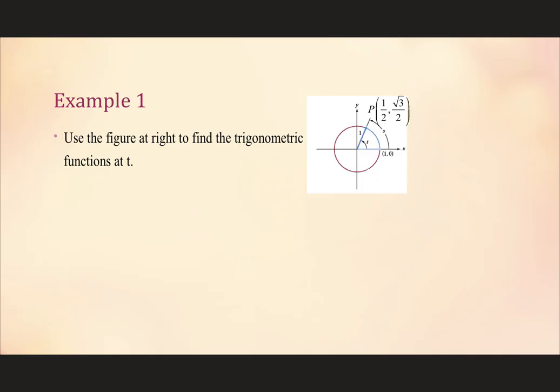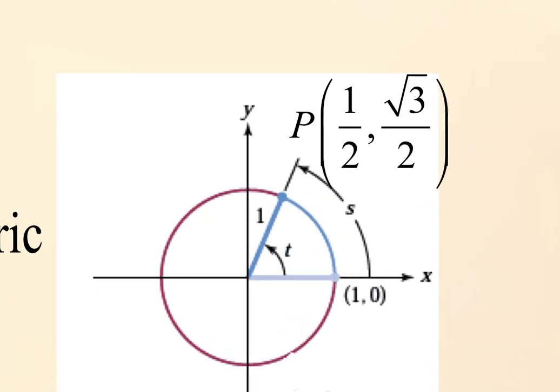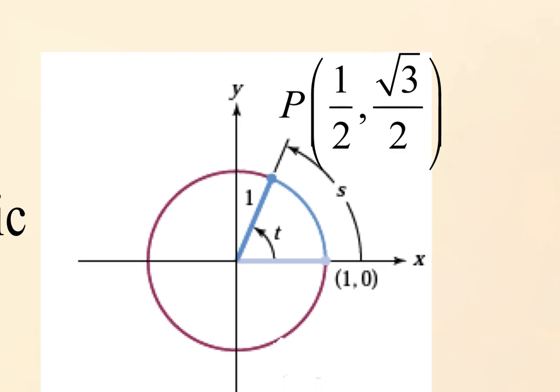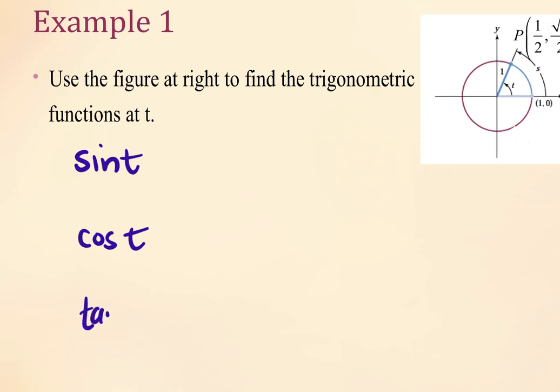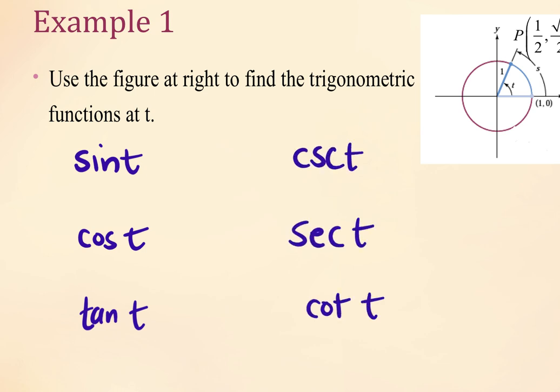All right, so now let's apply it. Example 1 says, use the figure at the right to find the trig functions at t. Notice this time it's actually giving you the coordinate point. It's not giving you the angle and making you find the coordinate point. It literally gives you the coordinate point. So my x is 1/2 and my y is root 3 over 2. I'm going to find all 6: sine of t, cosine of t, tangent of t, and then cosecant of t, secant of t, and cotangent of t.